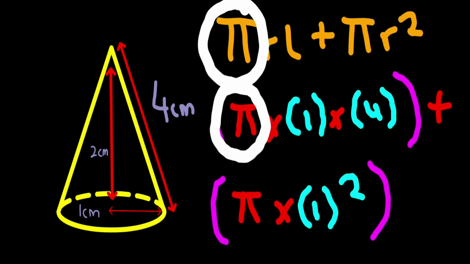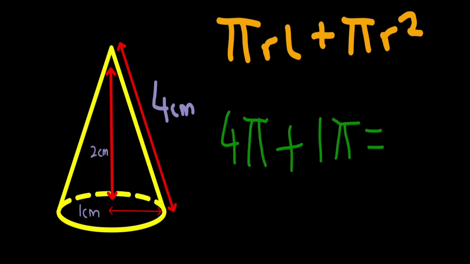Okay, so coming back, if we add this all together, we get a total answer of 4 pi plus 1 pi, and that gives you 5 pi centimeters squared, not forgetting the squared unit.